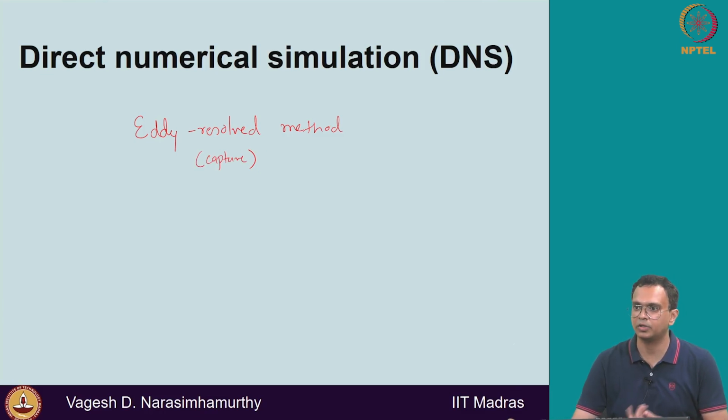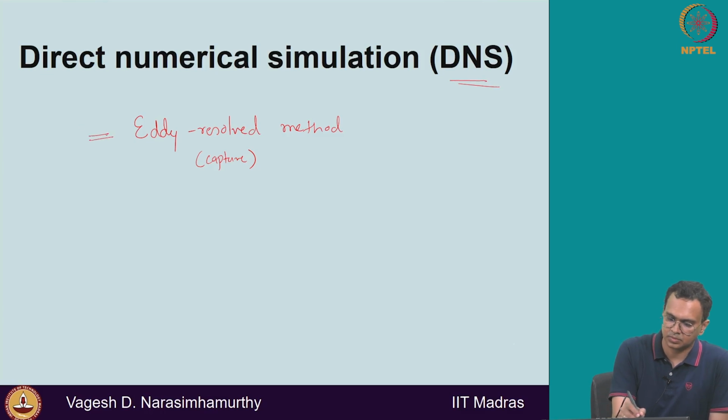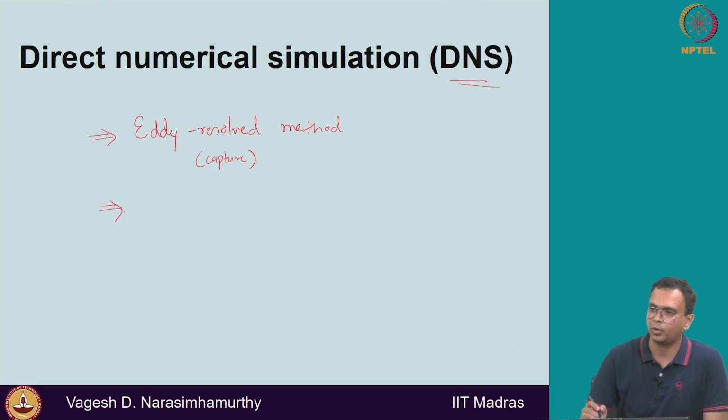So you may question, what were we doing so far in the RANS, right? You were modeling them. In RANS you modeled all the eddies except the largest one, the entire spectrum. This is opposite to that, where we are going to capture them, and there are many methods. DNS is one of the eddy resolved methods, and another point to remember is that we don't use any turbulence models here, okay?